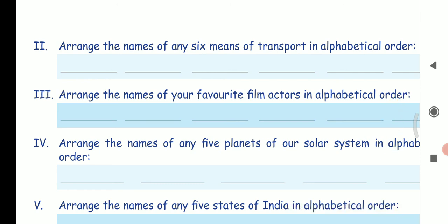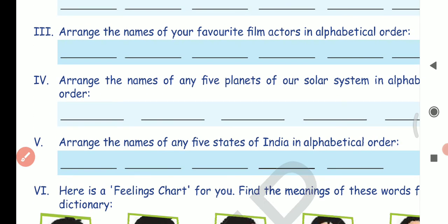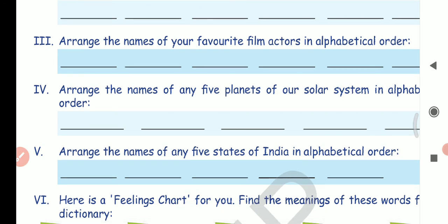Next, question number 5. Arrange the names of any 5 states of India in alphabetical order. There are 28 states. So among that 28 states, you can pick any 5 states, whatever you wish, and you have to arrange those names of the states in alphabetical order. Like it can be Assam, Bihar, Goa, Kerala, Odisha, or any state, but that should be arranged in alphabetical order.